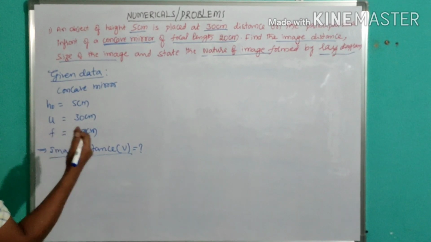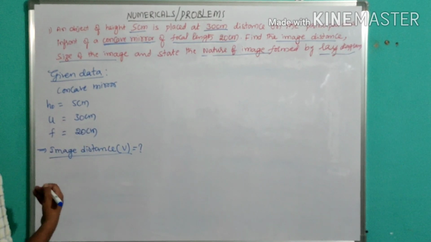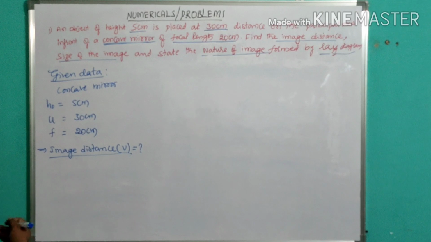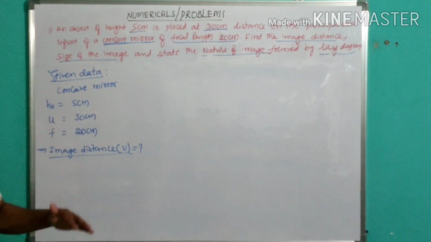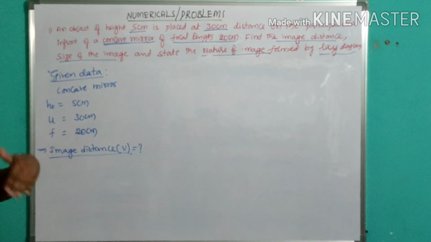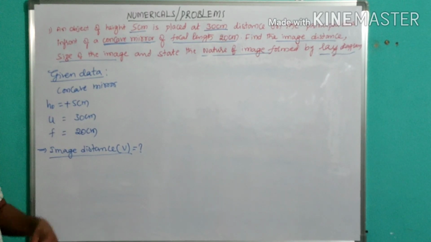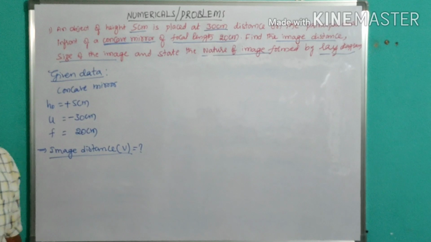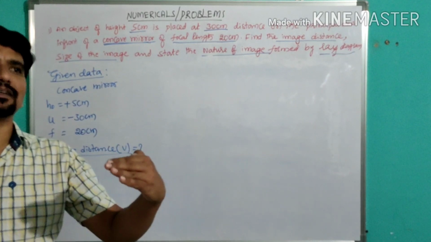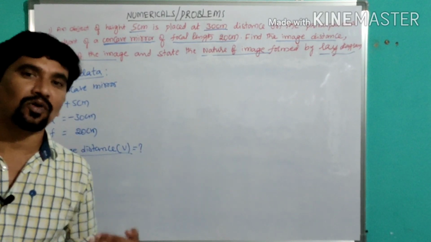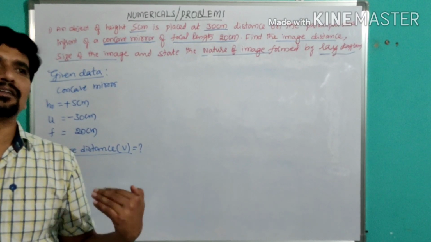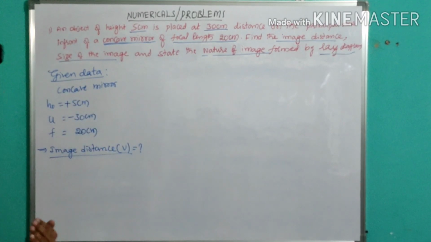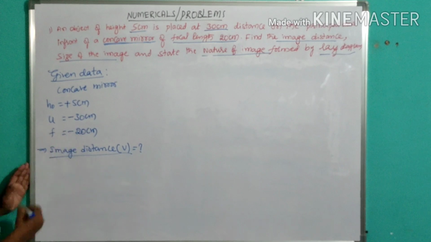Before substituting the values in the given formula, we must apply the sign convention rules. Here, the height of the object must be placed above the principal axis, so it is positive. Object distance is always negative, because this is always the object side. Focal length, for a concave mirror, the object side focal length means the focus and object are on the same side, so the focus gives focal length, so this is also negative.